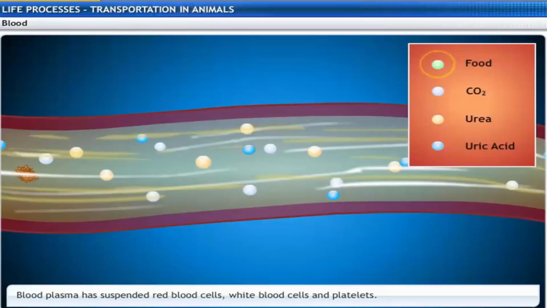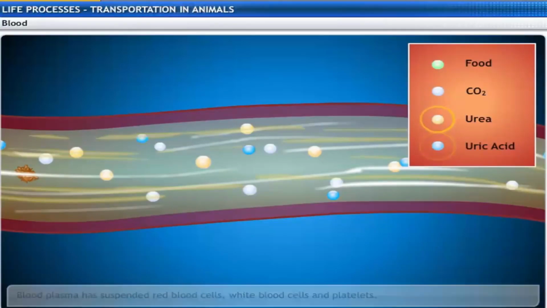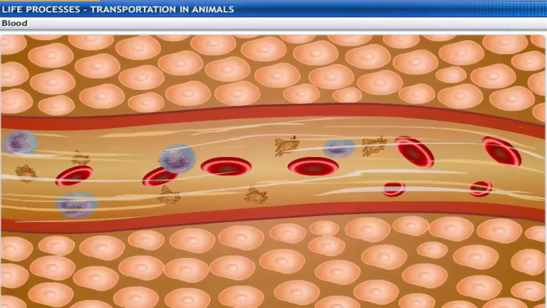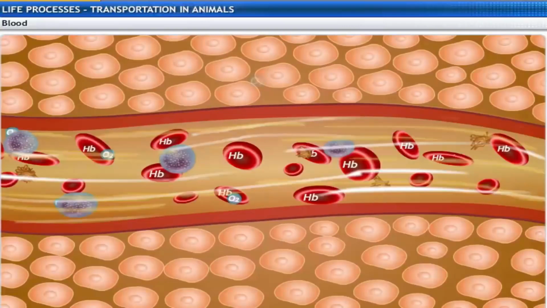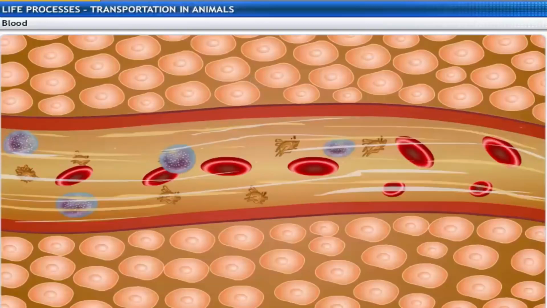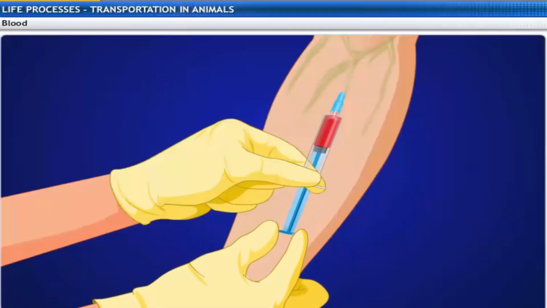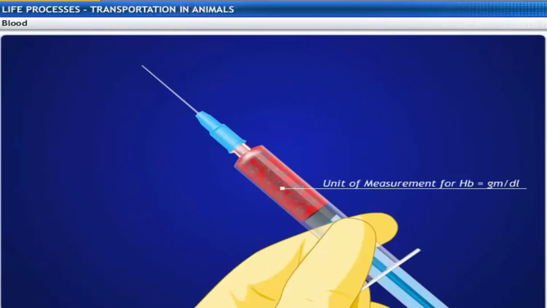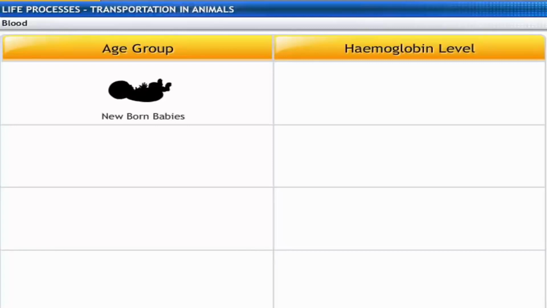Plasma transports food, carbon dioxide, and nitrogenous wastes in dissolved form throughout the body. Oxygen is delivered to the tissues by a pigment called hemoglobin that is present in red blood cells. The unit of measurement for hemoglobin is gram per deciliter of whole blood. In newborn babies, 17 to 22 gram per deciliter of hemoglobin is present.